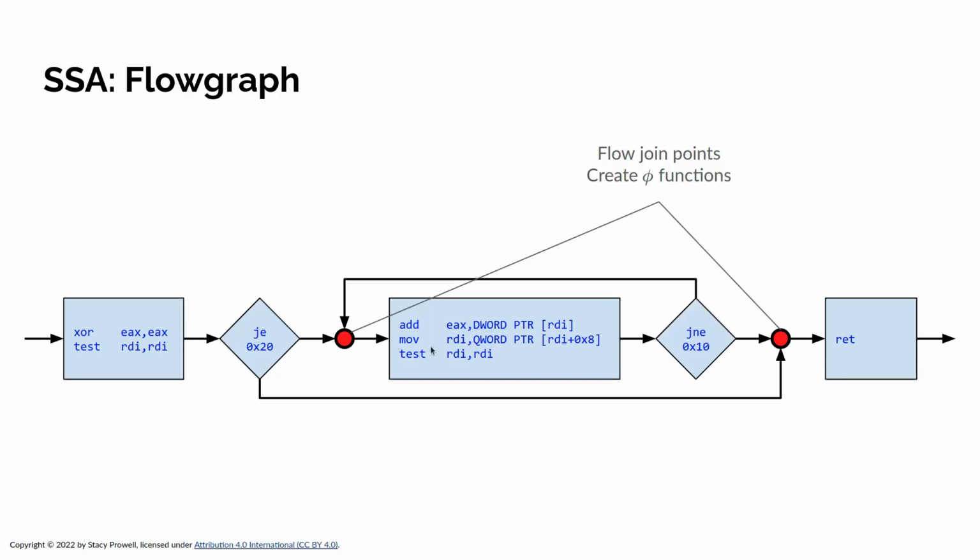Over here, we'll need two. EAX and RDI are live here, so we'll need phi functions for those. And EAX is the only thing live here, so we'll need a phi function for it. And unlike Mycroft's program, we don't have a third thing in it. EAX and RDI are the only things we ever refer to.